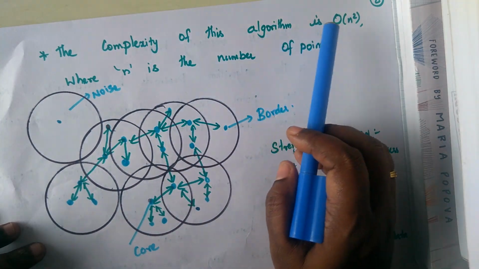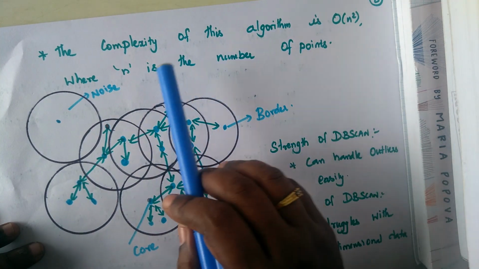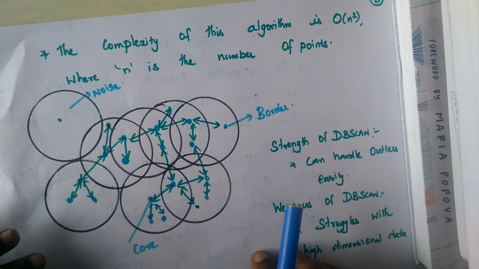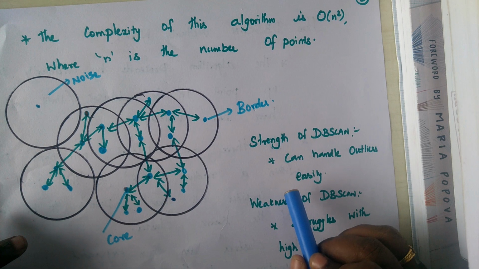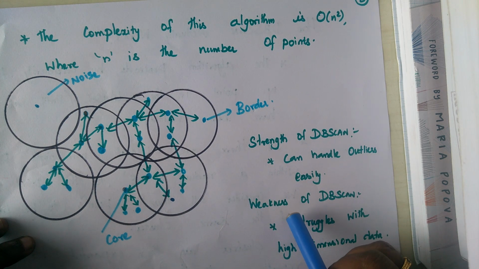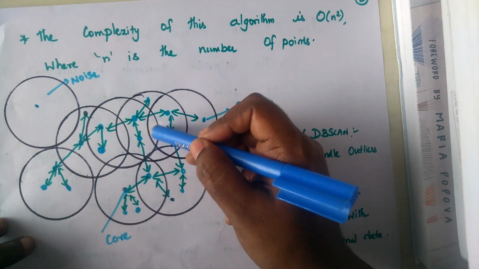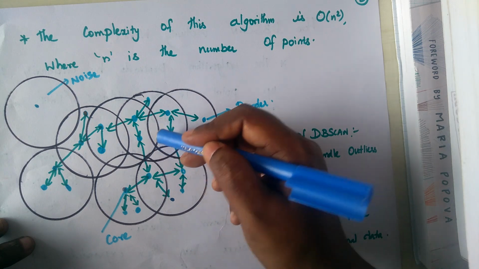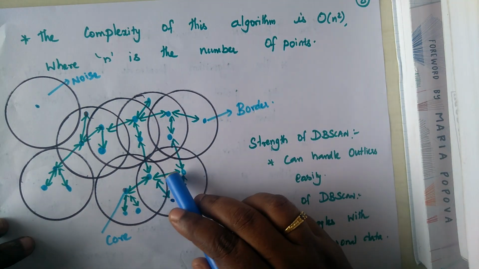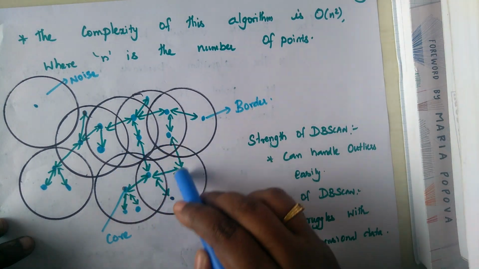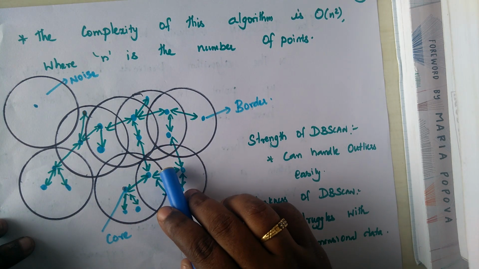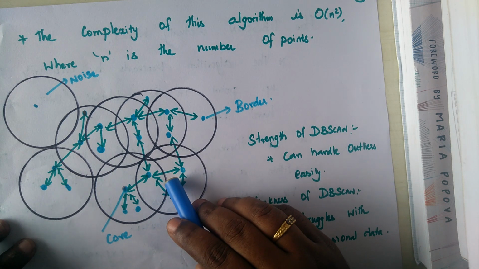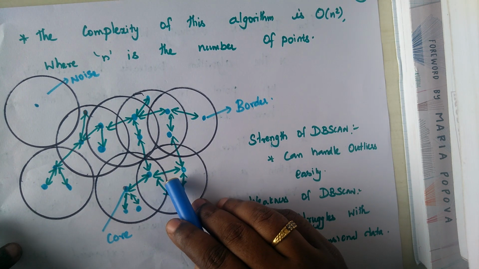The complexity of the algorithm is going to be big O of n squared, where n is the number of data points we have. Obviously, the strength of DBSCAN is that it can handle noise or outliers very easily, and the weakness is that if the data has high dimensions, that means many features, then it will not be very easy to find the density between them. So that's where it fails. Otherwise, DBSCAN is good at finding arbitrarily shaped clusters. This is about the DBSCAN algorithm. Thank you.